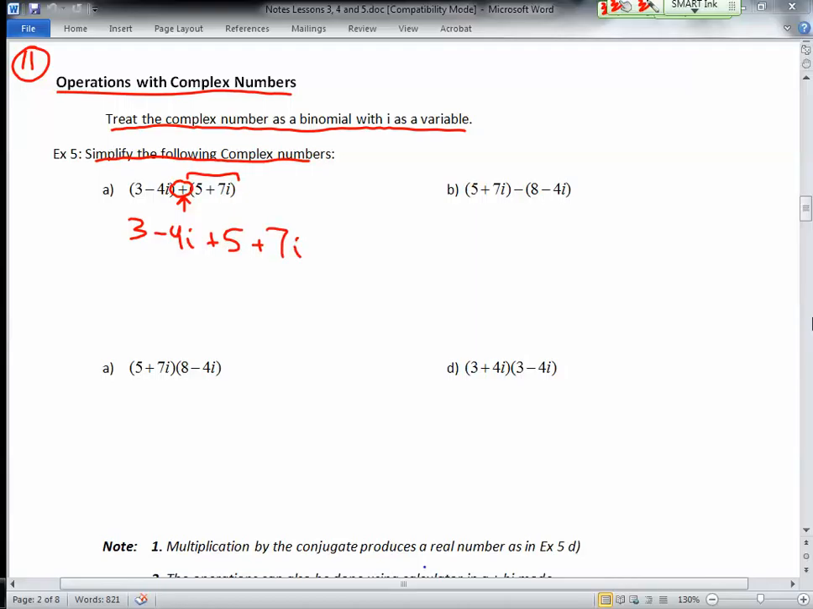And now my step is just come down and combine my like terms. My first pair of like terms are just my constants. That would be a 3 and a positive 5. Add those together, I get an 8. And then I have a negative 4i plus 7i. That would end up being a plus 3i. And that's my answer. That's as far as I can simplify that.